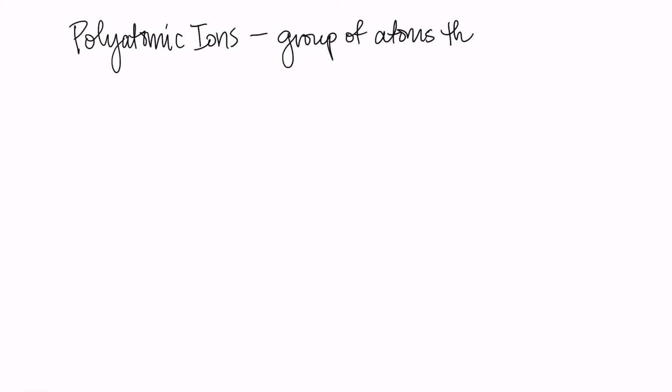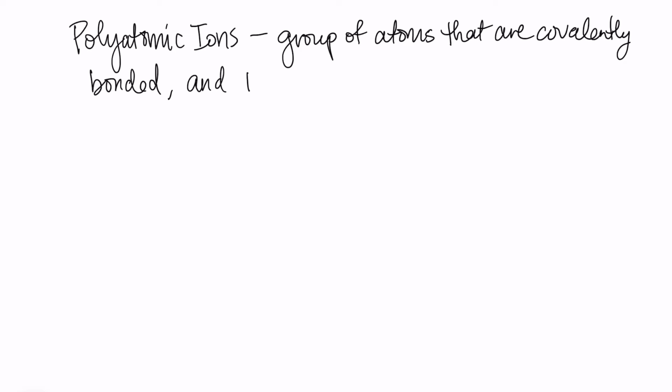that are covalently bonded. That is to say it's like a molecule. There's multiple atoms that are there and they are covalently bonded together. They're sharing electrons and that have a charge. Most of the polyatomic ions we're going to talk about are negative. We have one positively charged polyatomic ion as well.